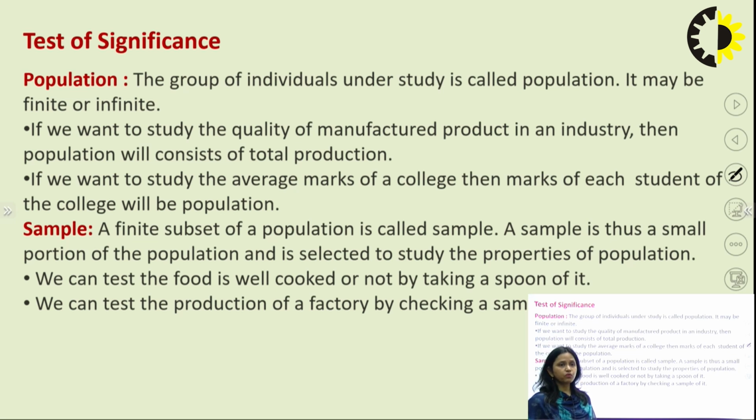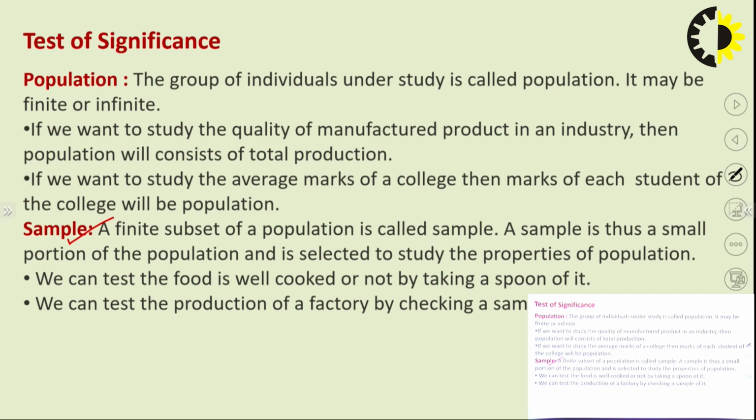For example, if we want to test the quality of a product produced by a factory, then the whole of its production will make a population. Similarly, if we want to study the average marks of a college, then the marks of each and every student of the college will make a population. Now, the next term is sample.